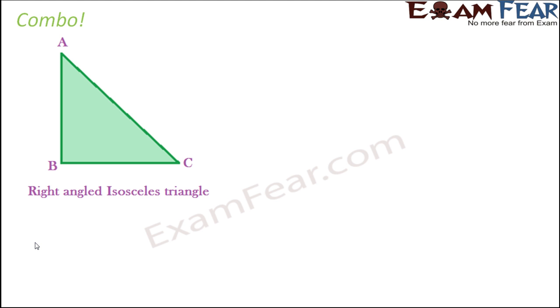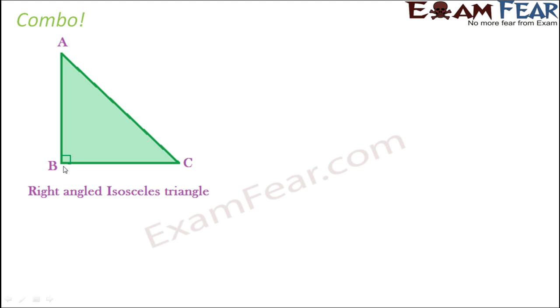Now there could be a combo of these two types of triangles. For example, a right angle triangle can also be an isosceles triangle. Let's take this example. This is a right angle triangle. Why? Because there is one angle which is equal to 90 degrees. So therefore we have one angle as 90 degrees.